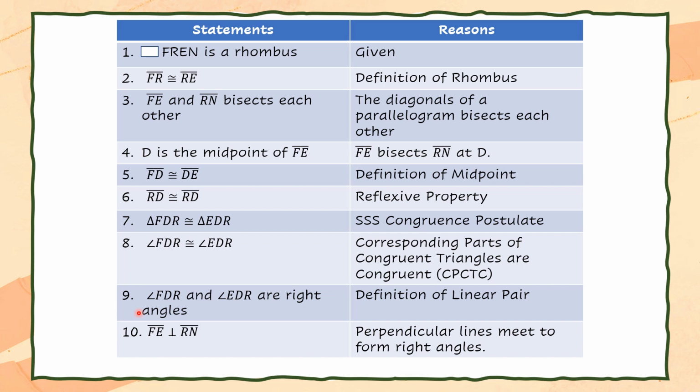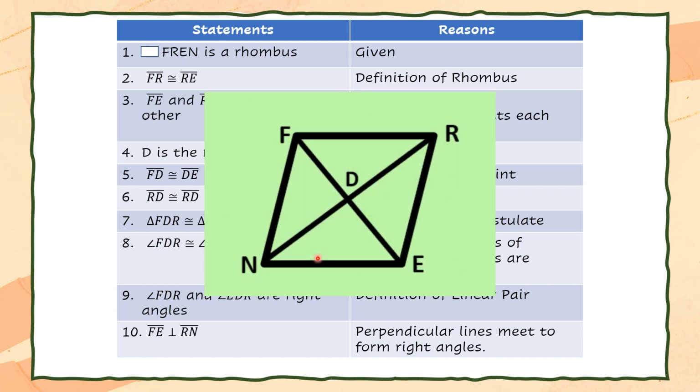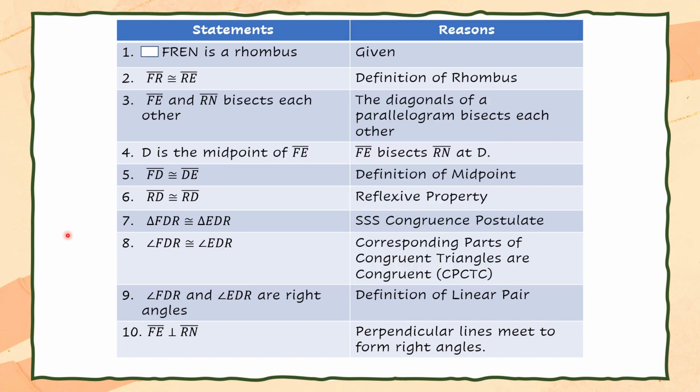Next, number 9, angle FDR and angle EDR are right angles by the definition of linear pair. So when we say linear pair, a linear pair is 2 angles that are adjacent and whose non-common sides form a straight line. So here, as you can see, this is angle FDR and on the other side is angle EDR. The 2 non-common sides of the 2 angles form a straight line. So therefore, both angles are right angles. And then last, number 10, FE is perpendicular to RN. Perpendicular lines meet to form right angles. So when 2 lines are perpendicular to each other, they form right angles.